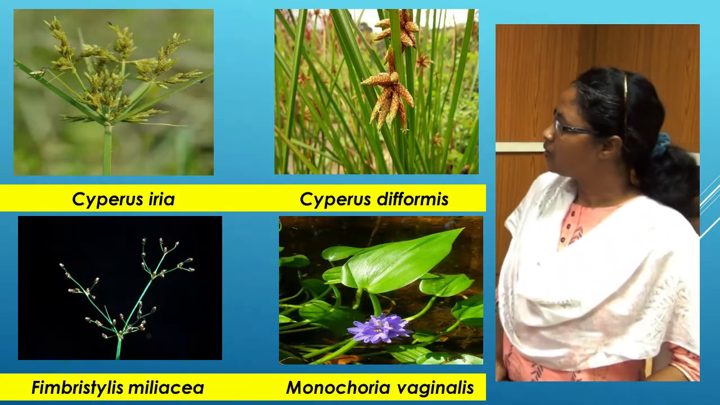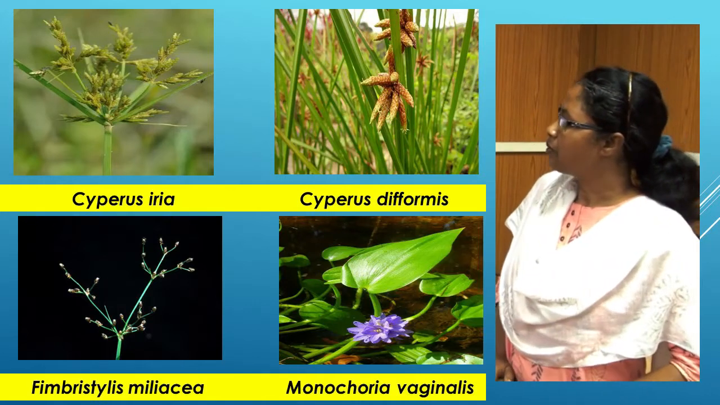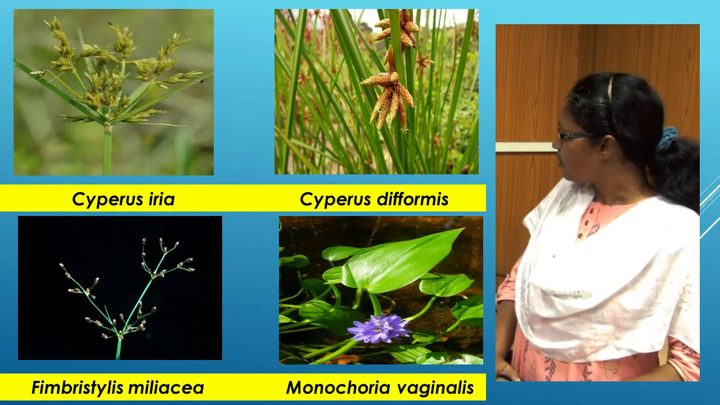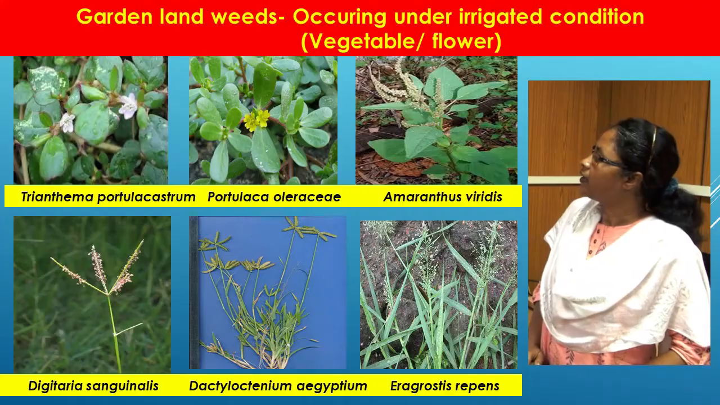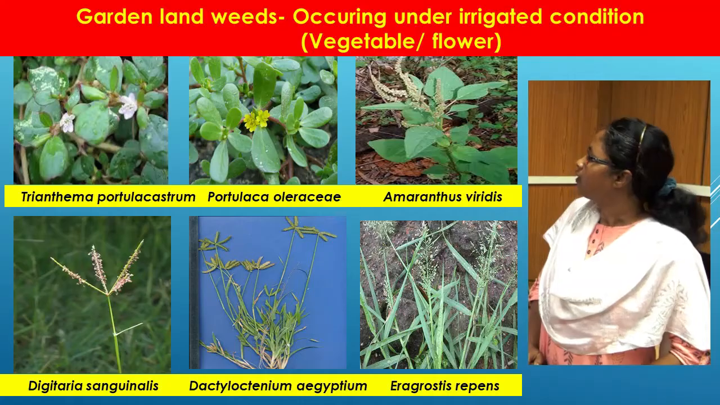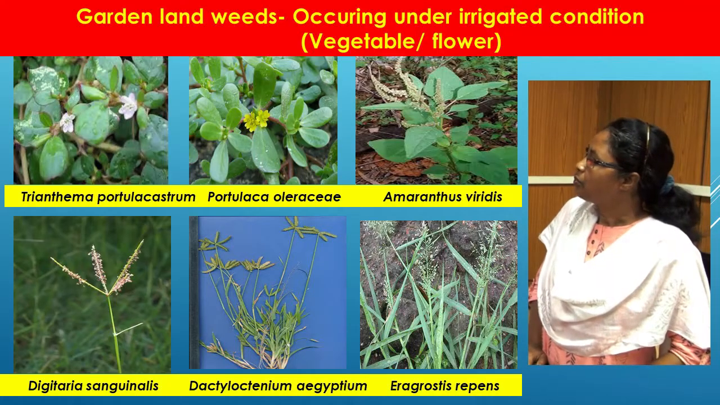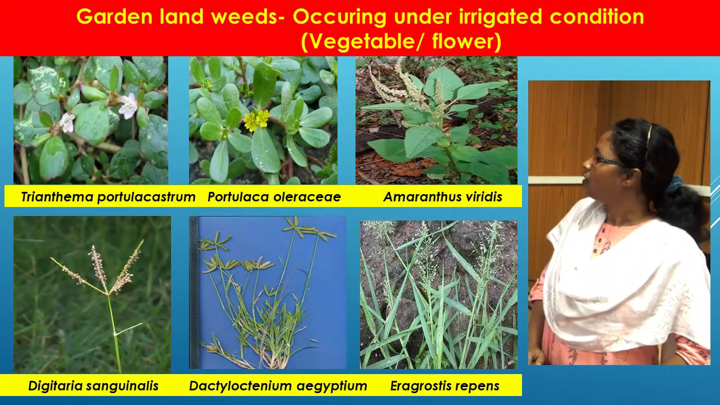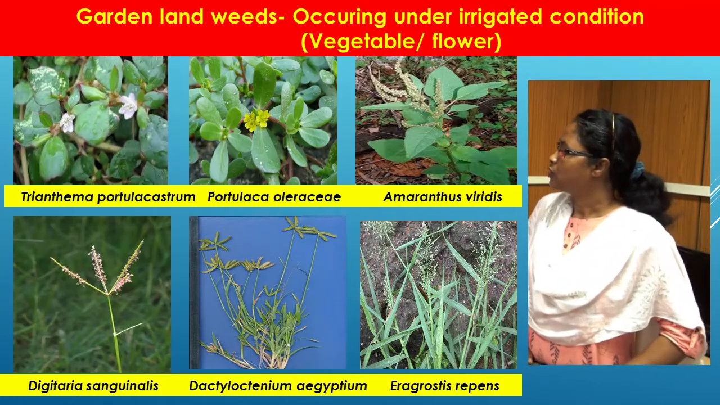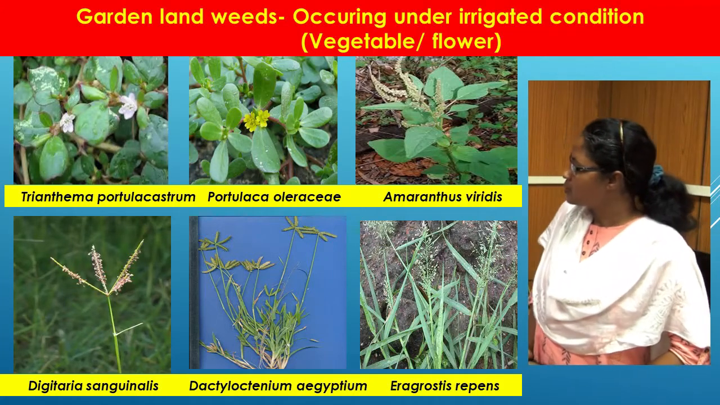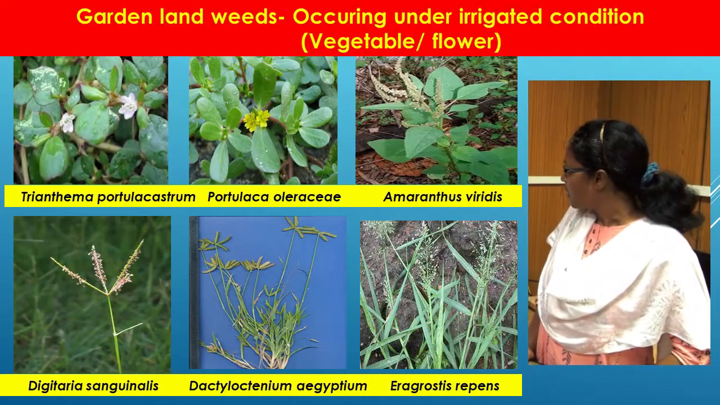These are another picture of wetland weeds, that is Cyperus iria, Cyperus deformis, Fimbristylis miliacea, Monochoria vaginalis. Another type of weeds are garden land weeds, which are mostly found in garden areas occurring under irrigated conditions. Examples of these type of weeds are Trianthema portulacastrum, Portulaca oleracea, Amaranthus viridis, and these weeds are also used as leafy vegetable. Again, another example is Digitaria sanguinalis, Dactyloctenium aegyptium, Eragrostis repens.